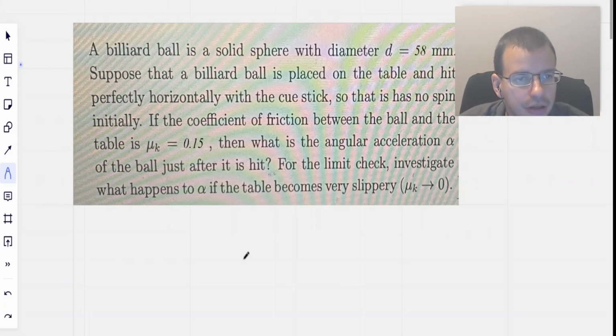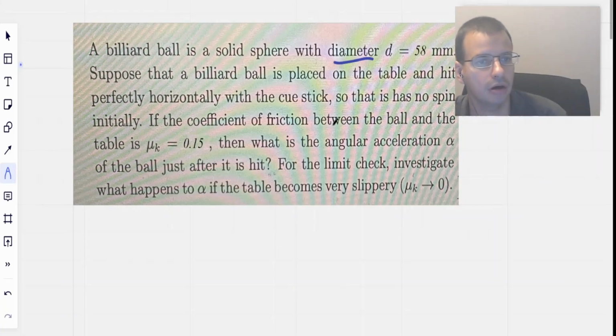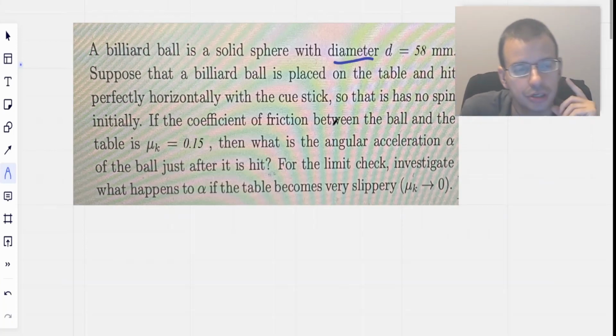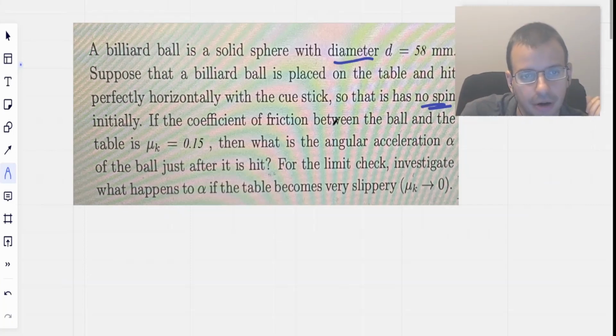A billiard ball is a solid sphere with a diameter of... so underline diameter, because we'll probably want radius, 58 millimeters. Suppose that a billiard ball is placed on the table and hit perfectly horizontally with a cue stick so that it has no spin. So the pool cue is not imparting any torque on the cue ball.